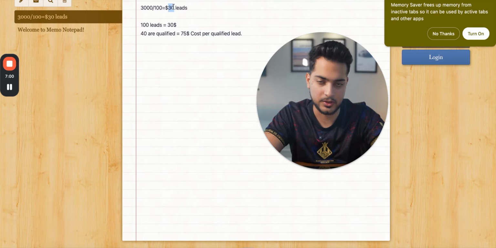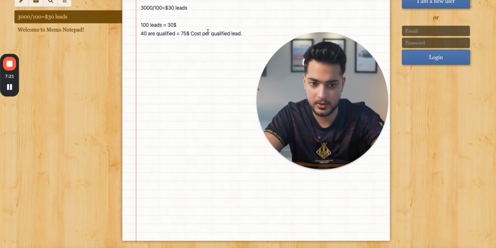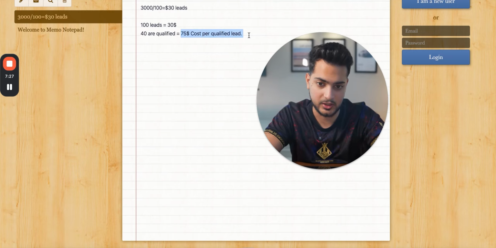It's not a real number, because if somebody's disqualified, you logically cannot sell to them. If 40 of the 100 are qualified, this is your real number. As you can see, it's doubled, but this is the reality. And some people don't even take this into account, so it's extremely important. If somebody is not qualified, do not count them as a lead. Make sure you know your actual lead numbers.